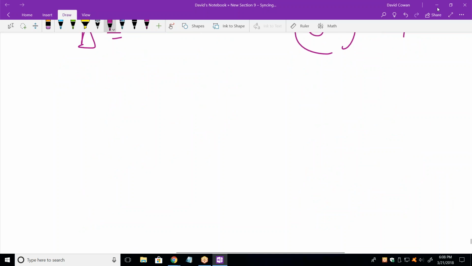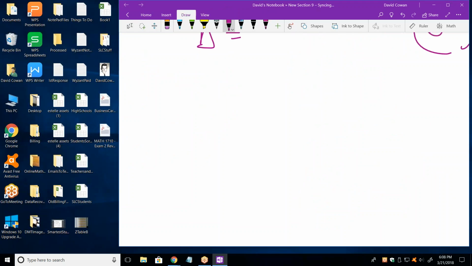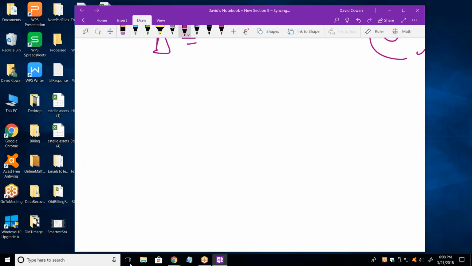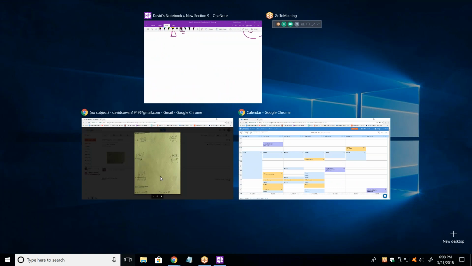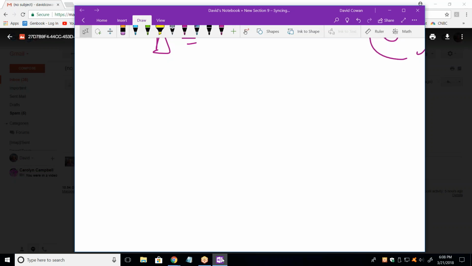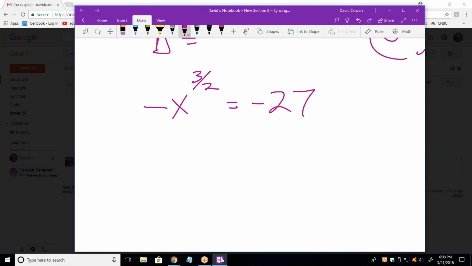Let's have a look at that other one here. Whoops. Not there. Let's see, what is that? Minus x to the 3/2 equals minus 27. Okay. Could you just flip the sides so they're both positive? Yeah, we can certainly divide both sides by -1.